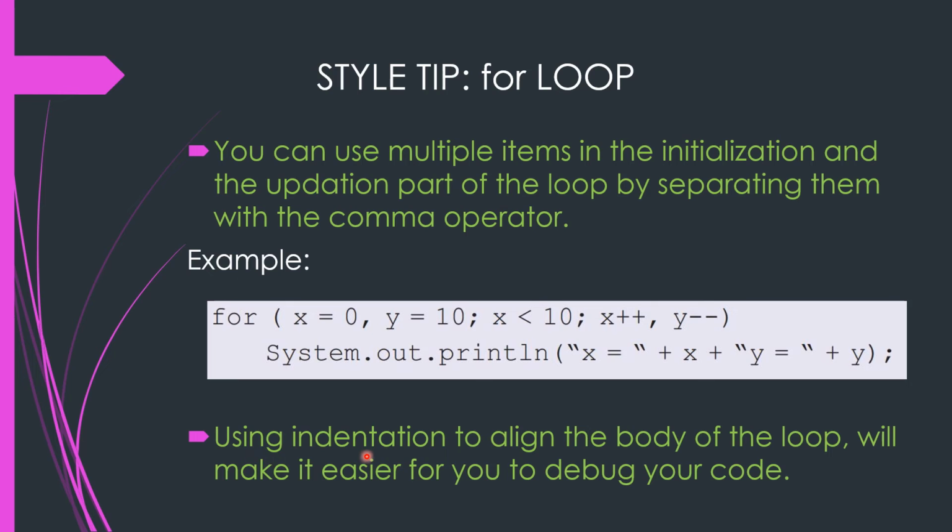Next, using indentation to align the body of the loop will make it easier for you to debug your code. As we also discussed this style tip in previous loops, if we use indentation, then it will align the body of the loop. And what will it do? It will make it easier for us to read it, to understand it, and majorly to debug it. Because if your code has some error, then it will be clearly seen if you are using the right indentation. So for this purpose, we use indentation, and it helps us to align the body of the loop.